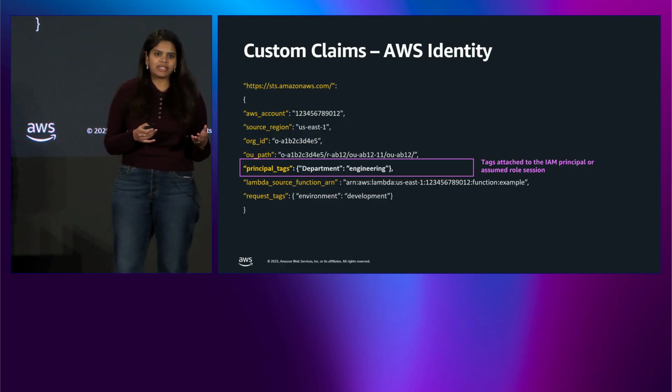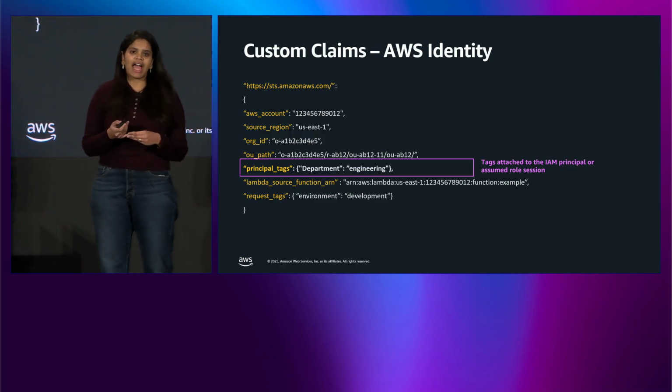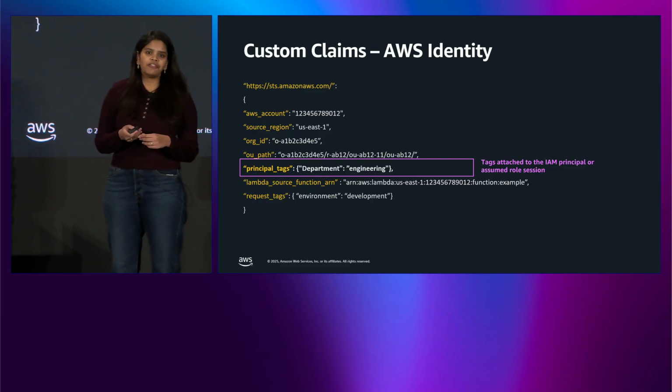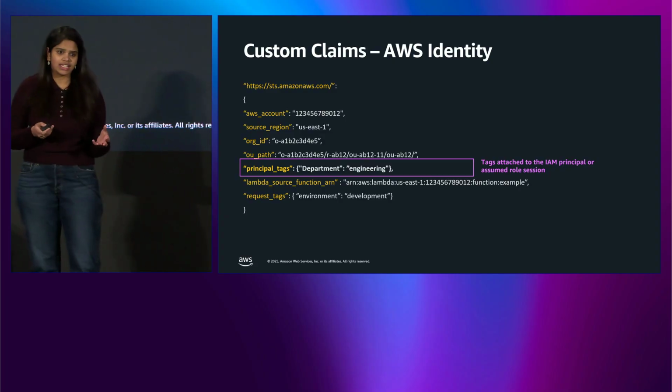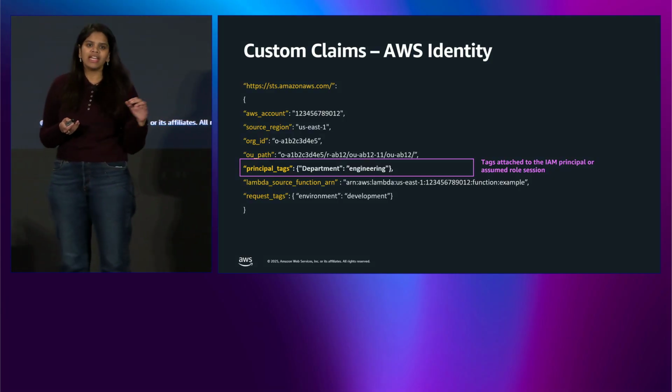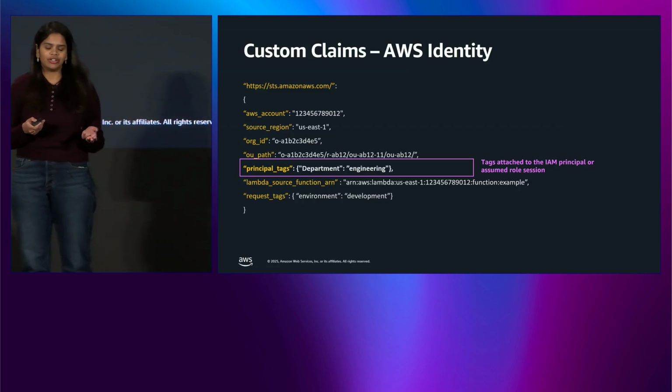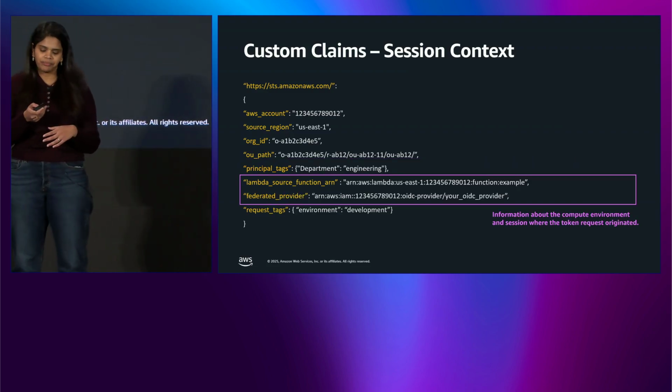So if your IAM principal, like your role or your user, has tags attached to them, those tags show up under the principal tags. And if your assumed role session has session tags attached to them, the session tags also show up in the principal tag section. Both of these can be used for fine-grained authorization in the downstream service.